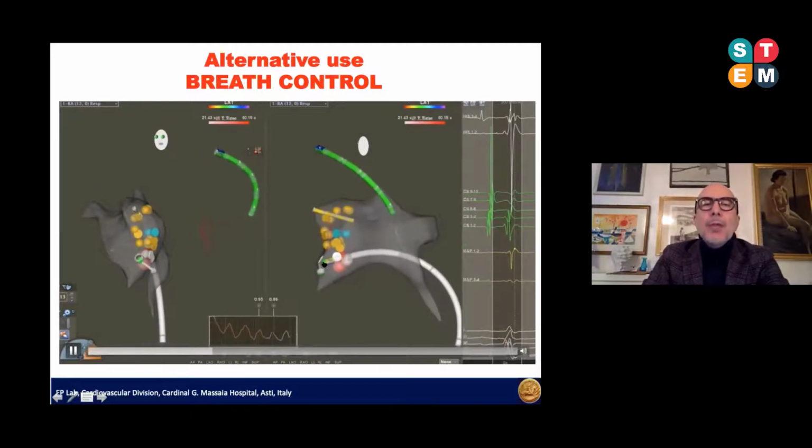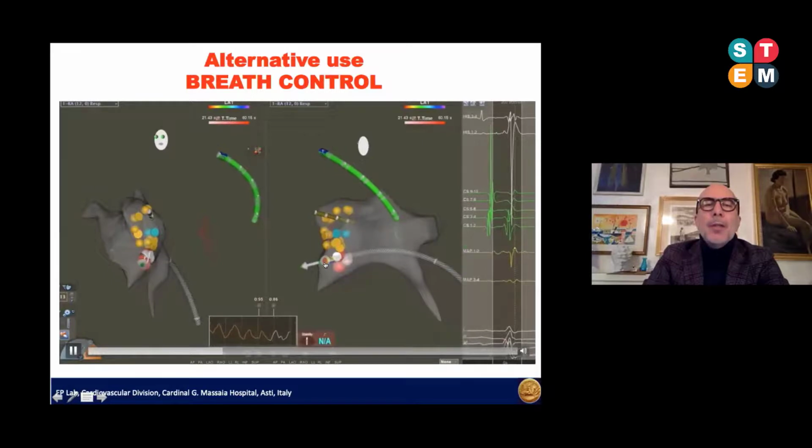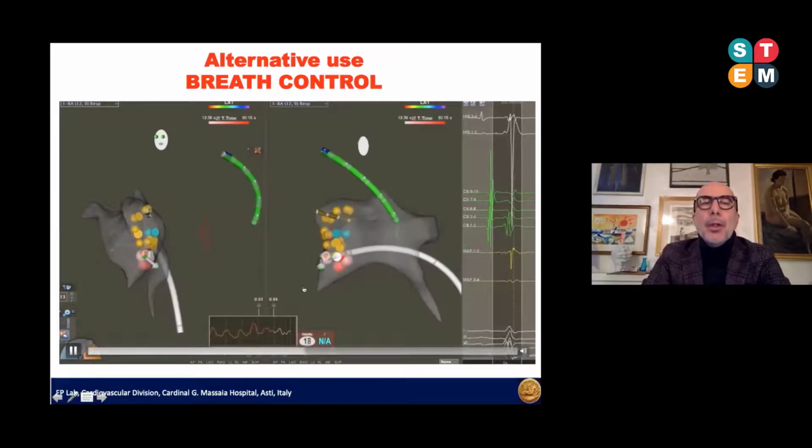And in a few seconds it becomes red at this point because we are ablating, and you see the patient is able to maintain complete control of the breath, allowing us to stabilize the movement of the catheter, being much more precise during the ablation. And this control may last for 1 minute, the time required to ablate this spot.